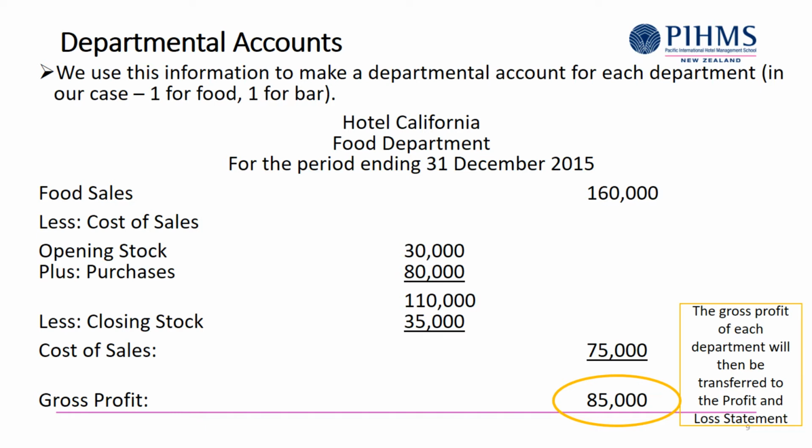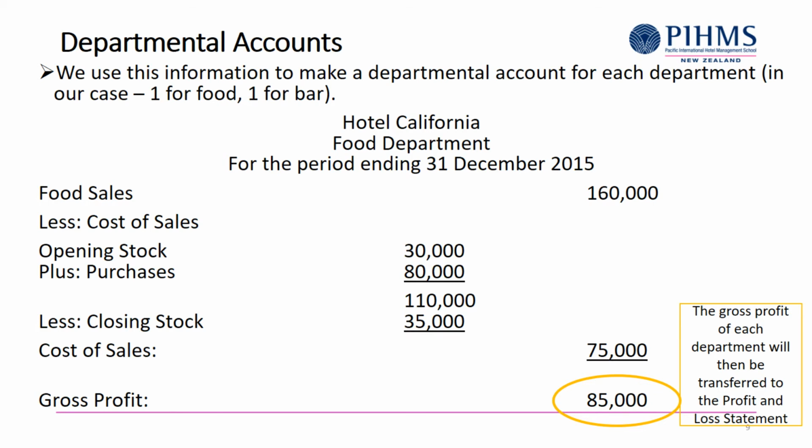So, food department would have one departmental account. So you can see an example here. We have Hotel California. This is their food department. They have some food sales coming through. Then they've got their opening stock for food, purchases food, closing stock for food. In that middle part, that's calculated cost of sales. And then finally, they've calculated gross profit, which is the food sales minus the cost of sales, and it gives them their gross profit figure.